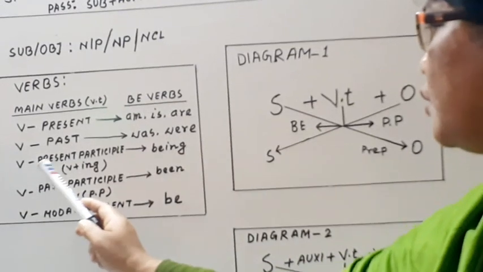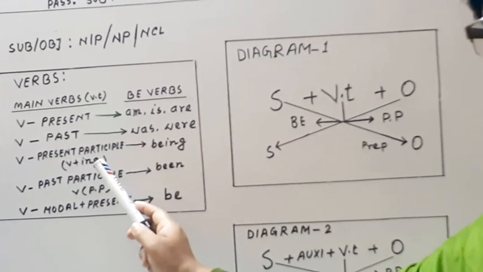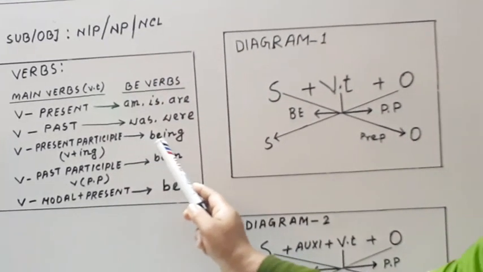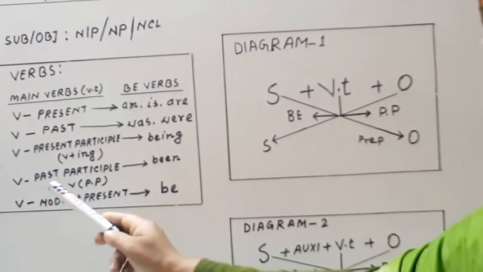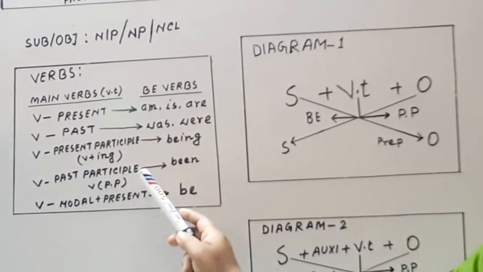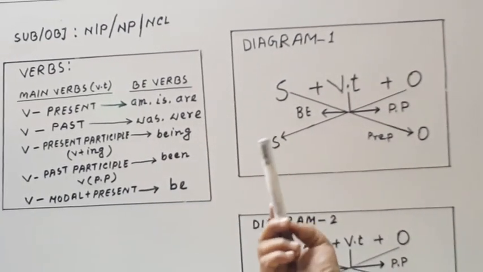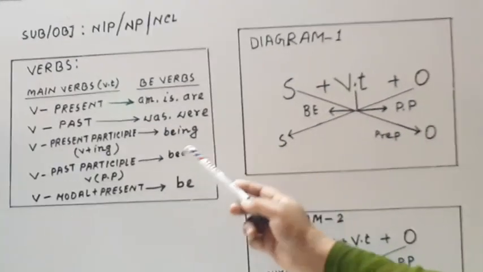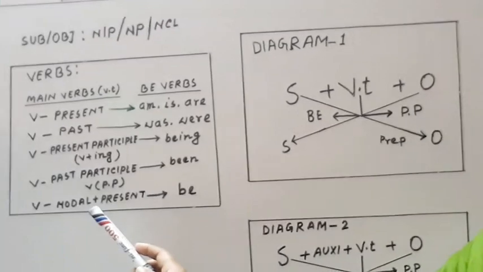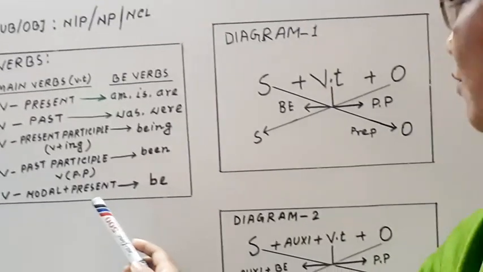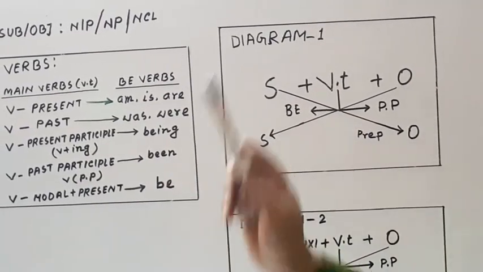When the main verb is in present participle form, I mean verb plus ing, then the be verb will be being. And when the main verb is in past participle form, then the be verb will be in past participle form, I mean been. And when there is a modal auxiliary and the main verb is in present form, then the be verb will be simply be.